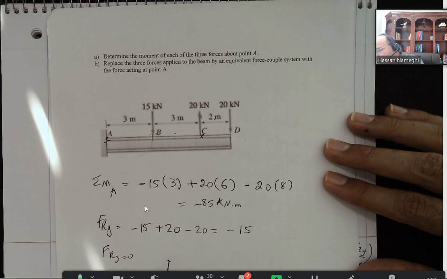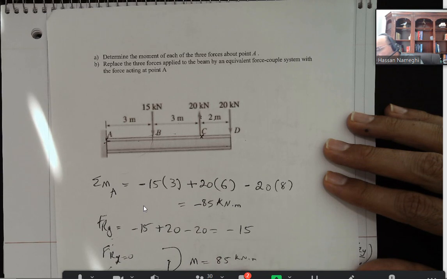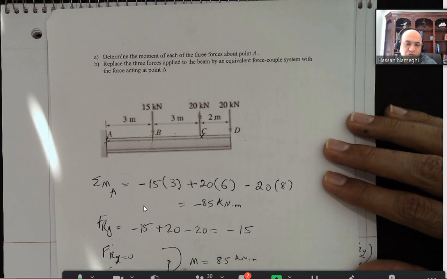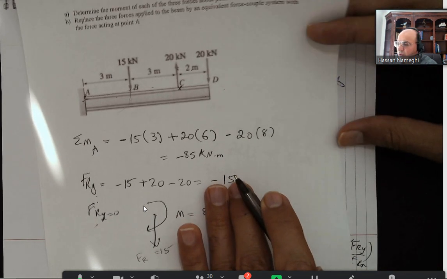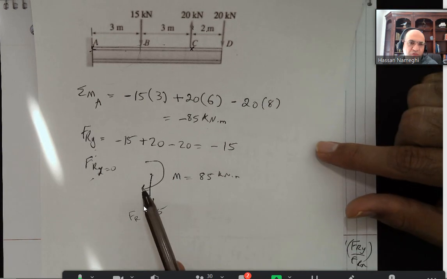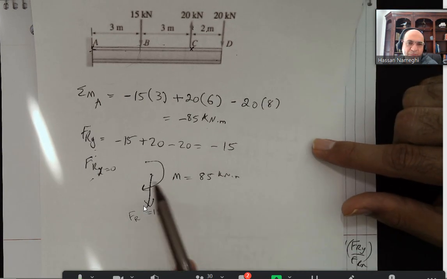So in this case, at point A, I have a 15 going down. That's the FR, which is the same as FRY, right? You don't have FRX in this example. FRX is zero. Now, you put the moment, which is 85. You're going to put it like this. That's the moment. It's equal to 85 kilonewton meter. You don't need to put the negative here because you defined the direction already. Okay, so that is how your answer is going to look. So 15 going down.